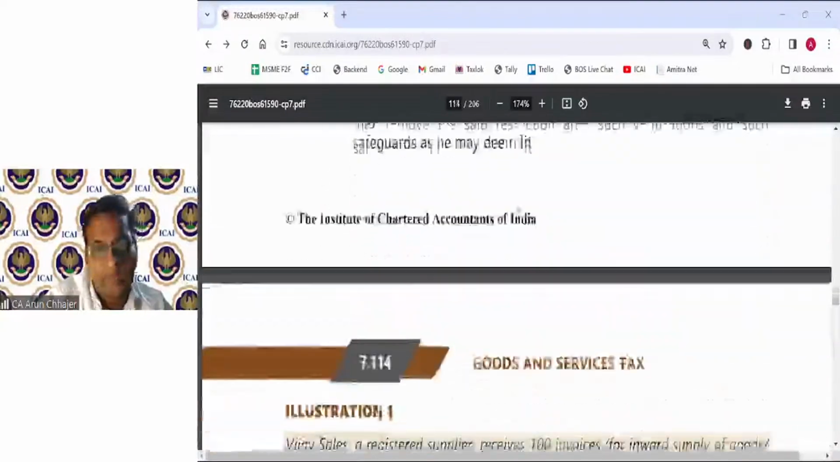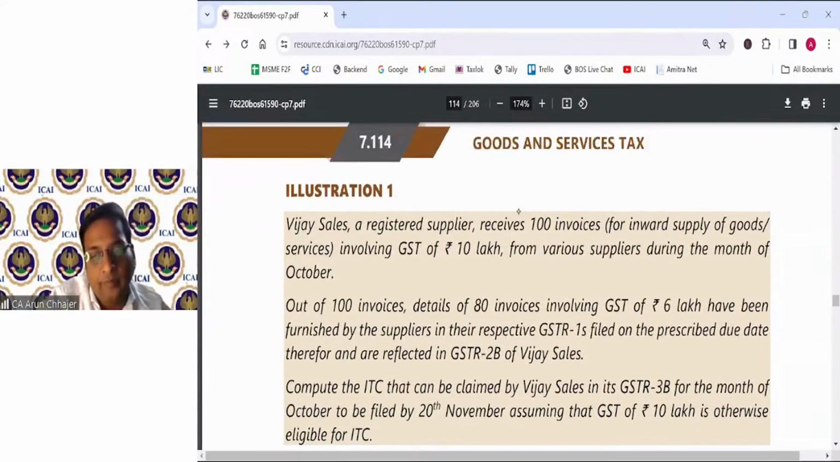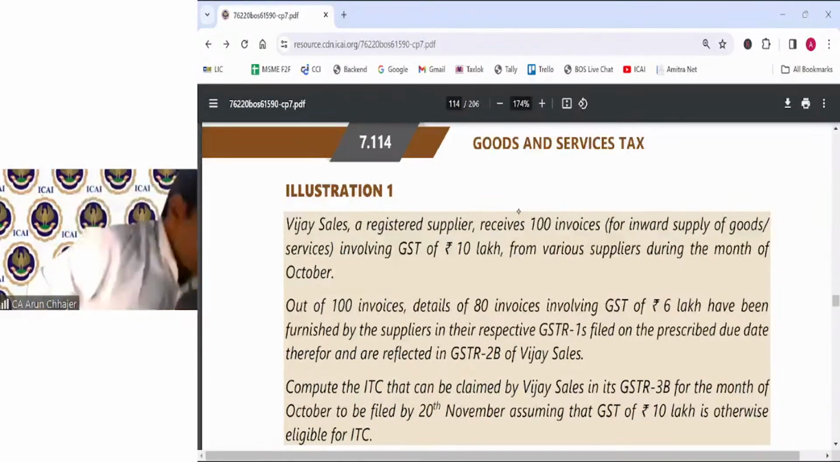Give me 1 minute, please. Illustration 1. So you have illustration 1 in front of you. Now you can treat the same as a revision also. Give me only 1 minute. I'm just taking water.